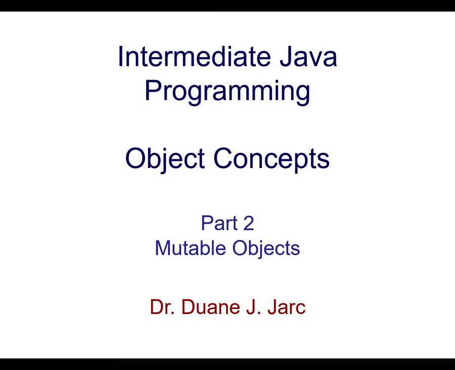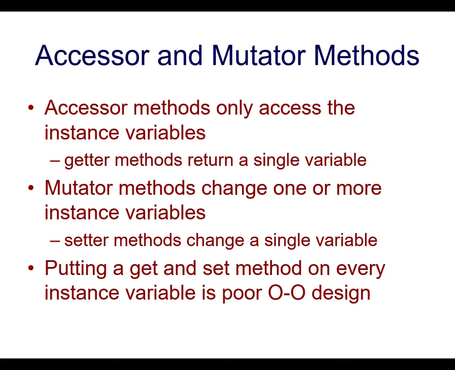In the second part of this video on object concepts, we will explain the difference between mutable and immutable objects and examine some examples in which whether an object is mutable influences the behavior of the program. Before we explain the difference between mutable and immutable objects, we need to begin by characterizing two kinds of methods.